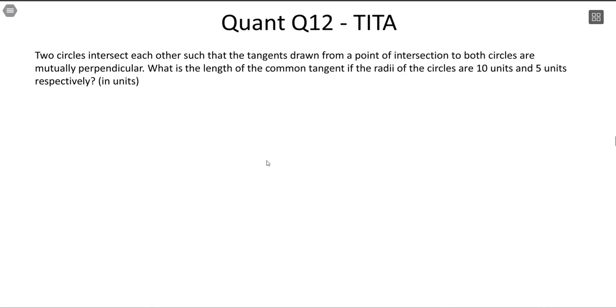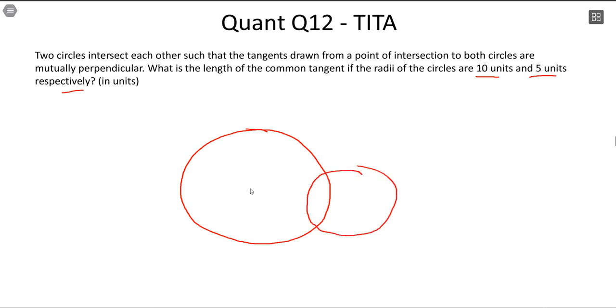Next question. Two circles intersect each other such that the tangents drawn from the point of intersection to both the circles are mutually perpendicular. What is the length of the common tangent if the radii of the circles are 10 units and 5 units respectively? So I have to make one large circle and one not so large circle. I have my centers here. We know two circles intersect each other, don't really care. I have to find out the length of the common tangent.